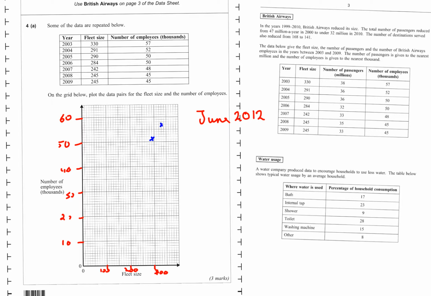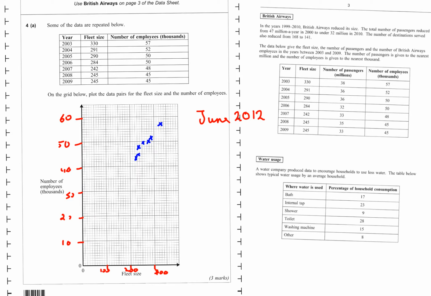Then I've got 50 employees, and I've got my 284. So 50 employees and 284. Where's 84? About around here. I'm going to plot it there. I'm going to finish plotting this, and then you'll come back. These are my points here.